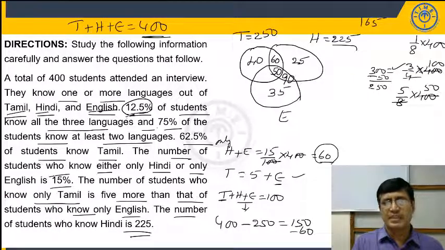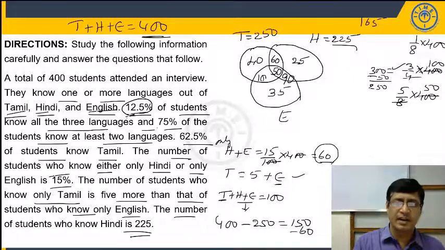Now 250 is the Tamil. In that, what is given? 60 plus 40 plus 50 means 150 is given. So what is the remaining? 100.